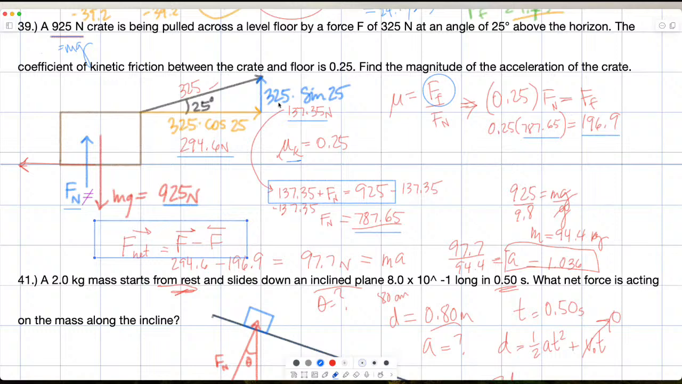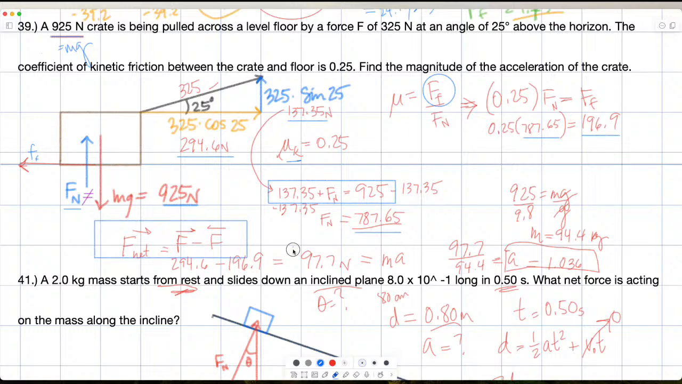We have a horizontal component and a vertical component. We got the vertical already. The horizontal is 294.6, and we're going to subtract 196.9, which is our friction force, pointing back in this direction. That's going to be the left-facing force. So right-facing 294.6 minus 196.9 is 97.7 newtons.